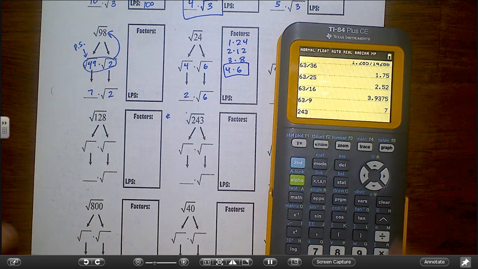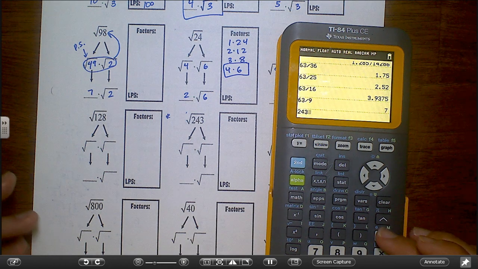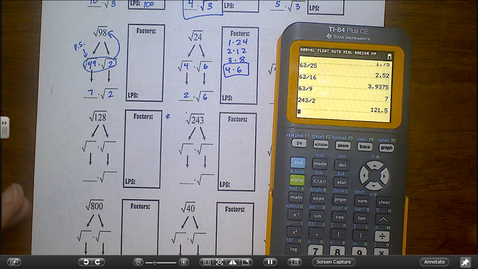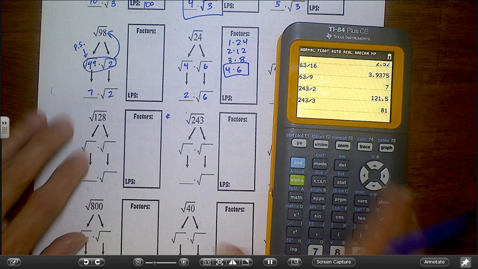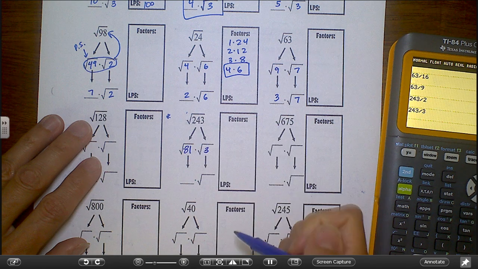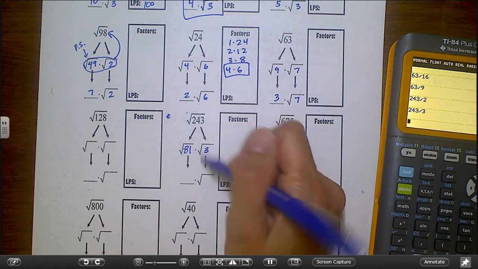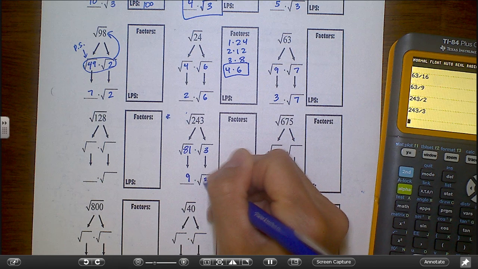So 243, obviously don't worry about 1. And if you divide by 2, you should already know that's not going to work because 243 is not an even number. 243 divided by 3. Ooh, that's 81. All right. So 81 times 3 is 243. So the square root of 81 is 9, and then the square root of 3 is the square root of 3.